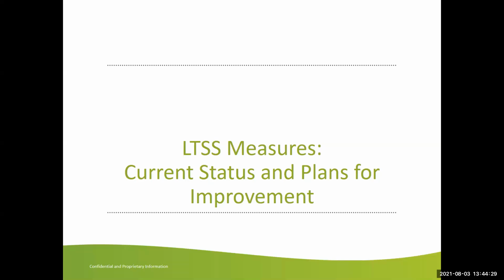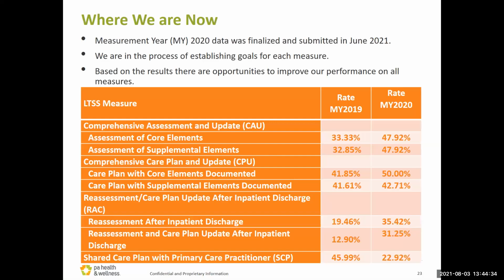Okay, now we're going to actually look at the current status of our measures. So if you move to the next slide. Okay, so here are all our measures. You have CAU, CPU, reassessment and care plan update after inpatient discharge, and you also have the SCP measure. So on an annual basis, Heather's team in HEDIS operations, they collect the data. We report all the measures and the rates to NCQA June 15th each year. So what you're looking at here are the actual measure rates for measurement year 2019 and measurement year 2020. I know the table looks really jumbled.